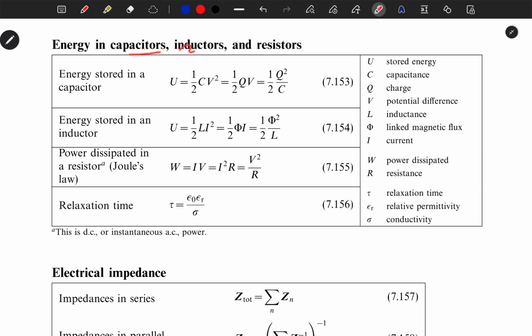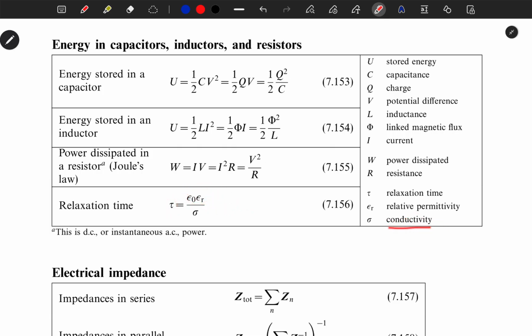Energy in capacitor, resistor, inductor and resistor. For a capacitor we have U equal to half Q V, or Q equal to CV, so you can write half C V square. Energy stored in an inductor is half of L i square. Power dissipated in the resistor, W equal to I V. Relaxation time tau equal to epsilon by sigma.